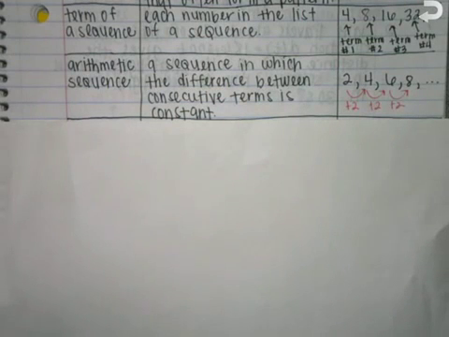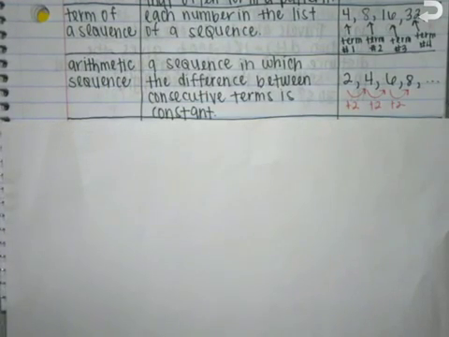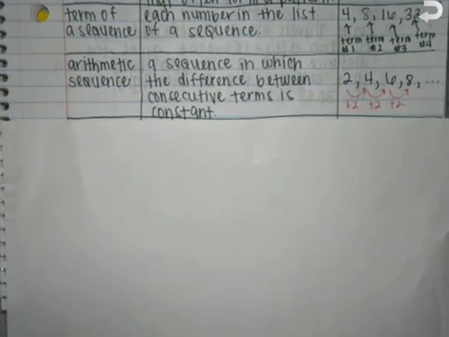Okay, so that's a sequence, when we have a list of numbers that follows a pattern. So we looked at two different types of sequences, one where the pattern was addition, one where the pattern was multiplication. We are only going to be talking about sequences where the pattern is addition. Okay, so that's what we're working on today. That is called an arithmetic sequence. Arithmetic means adding and subtracting.